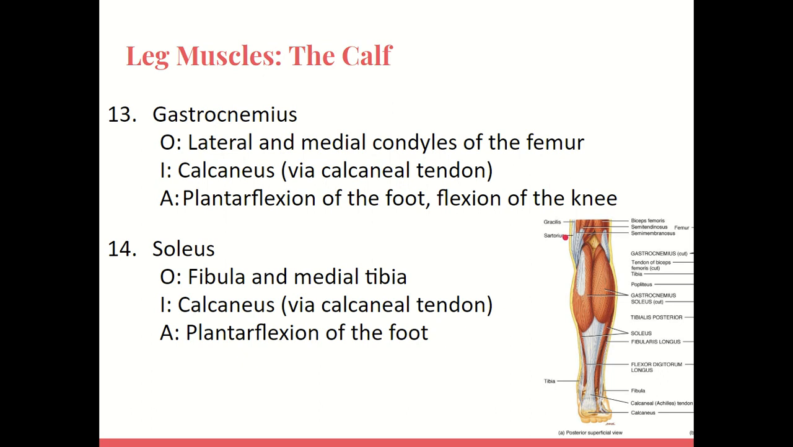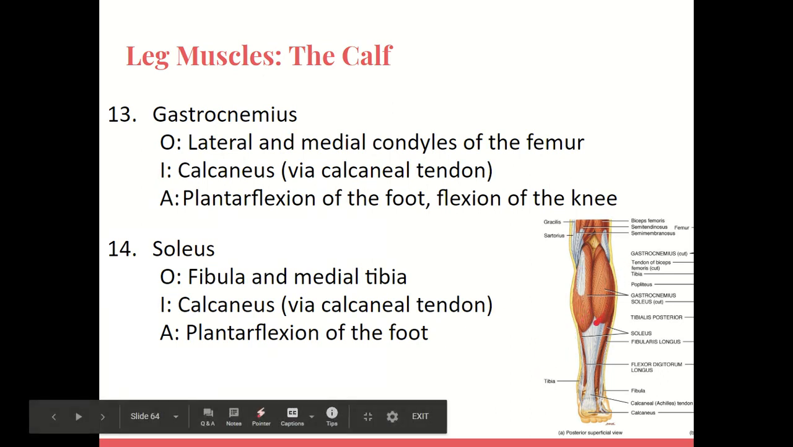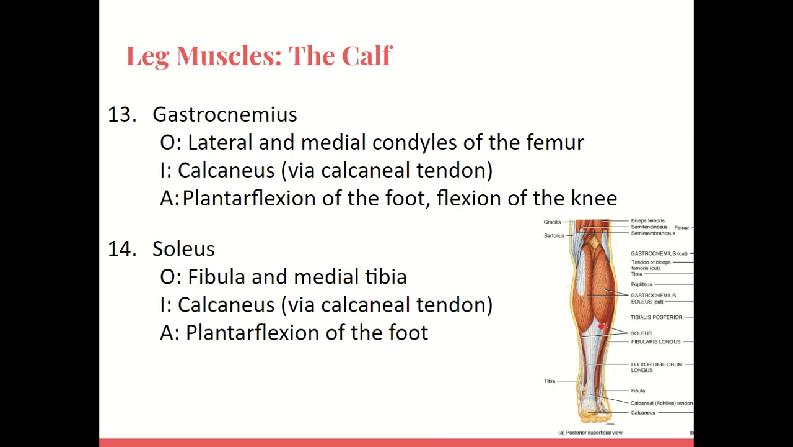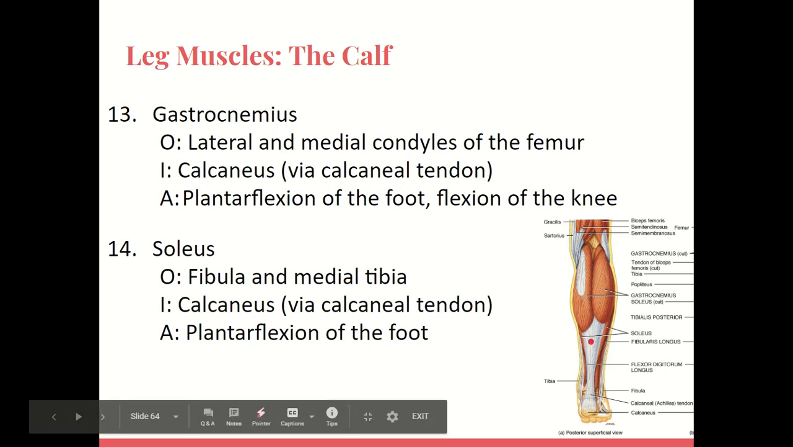So the gastrocnemius is the most superficial muscle back here, and it actually has two heads. It has two little parts, one on the medial side and one on the lateral side, and these actually arise up here on the lateral and medial condyles of the femur. So that's why we see these two parts. And then they come down, they go through the Achilles tendon, or what we call the calcaneal tendon, and insert onto the calcaneus, which is your heel bone.